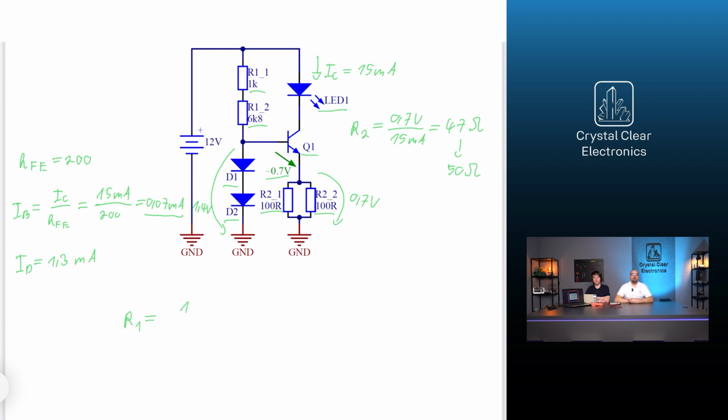Suppose we want to run our generator from 12 volts. In this case, the required resistance R1 is 12 volts minus 2 times 0.7 volts divided by 1.37 milliamps, that is 7.74 kilo ohms. It is clear that the base current of the transistor is negligible compared to the current of the diodes.